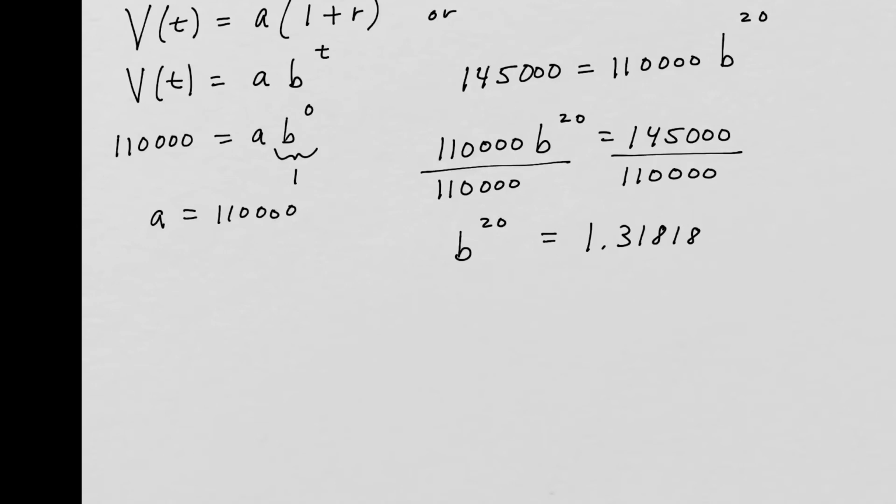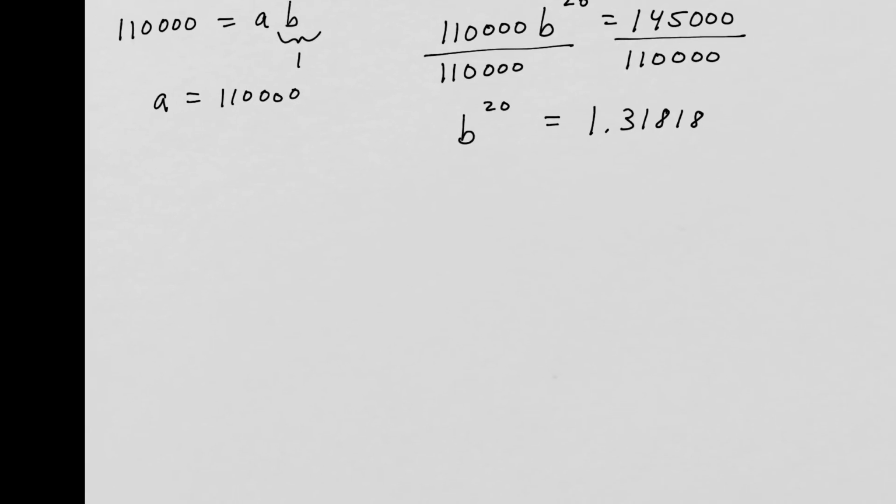Okay, now how do I get B by itself? Well, if I have B raised to the 20th and I want to undo that, I need to take the 20th root of both sides. So I'd literally have the 20th root of B to the 20th. That'll give me B, but whatever I do to one side, I have to do on the other side. So I have to take the 20th root of 1.31818.